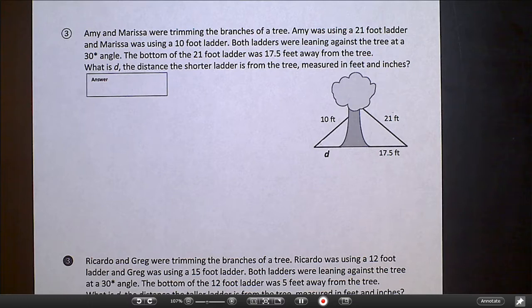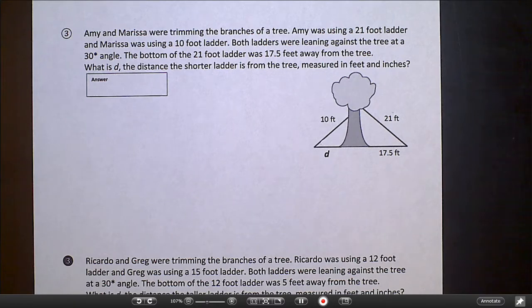Here's number 3. Amy and Marissa were trimming the branches of a tree. So they had to climb up ladders to get up to the branches on the tree so they could trim them. Amy was using a 21-foot ladder and Marissa was using a 10-foot ladder. Both ladders were leaning against the tree at a 30-degree angle. The bottom of the 21-foot ladder was 17.5 feet away from the tree. What is D, the distance the shorter ladder is from the tree, measured in feet and inches?